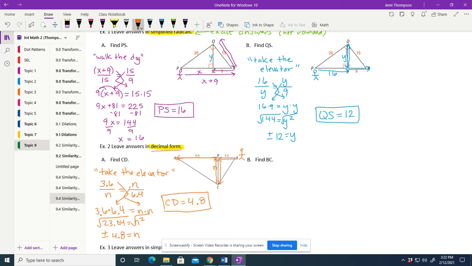Now, this is okay for this to be in decimal form. Usually when I start in decimal, I will end in decimal. There's that.